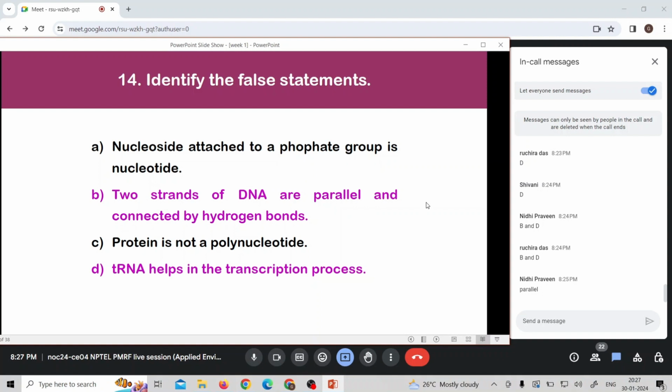Here, coming to this C statement, protein is not a polynucleotide, but instead it is a polypeptide. Poly, as you all know, stands for multiple units. So protein is made up of polypeptide units and not polynucleotide units. DNA, maybe you can call it a polynucleotide, but not a protein. tRNA helps in the translation process, as I told a few slides back. It doesn't help in the transcription process.